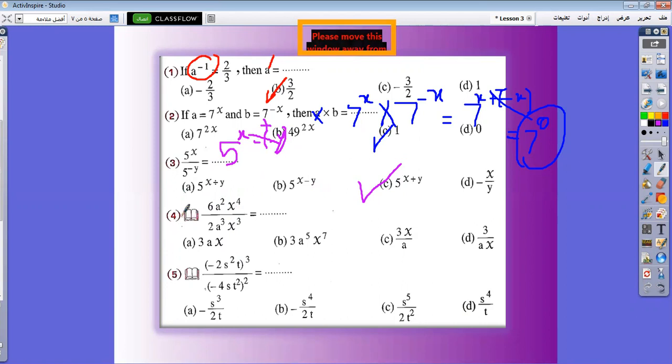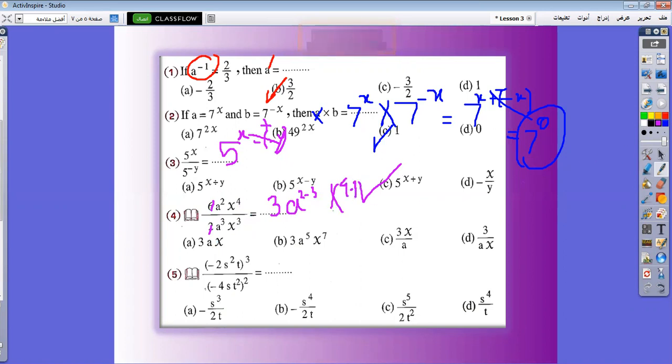Okay, question number 4. Let's start to simplify. You have 6a power 2 x power 4 over 2a power 3 x power 3. Step by step, start with the number, and after that the variables with the same base. So 6 divided by 2 equals 3. a power 2 divided by a power 3 equals a power 2 minus 3. x power 4 divided by x power 3 equals x power 4 minus 3.